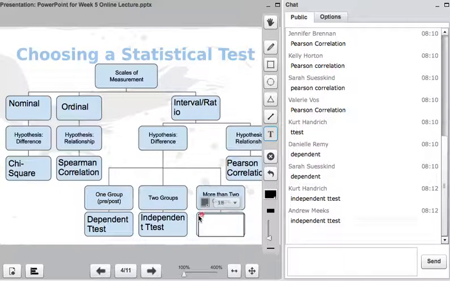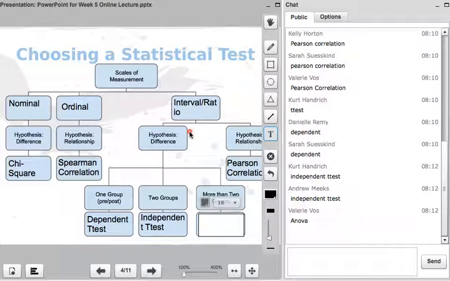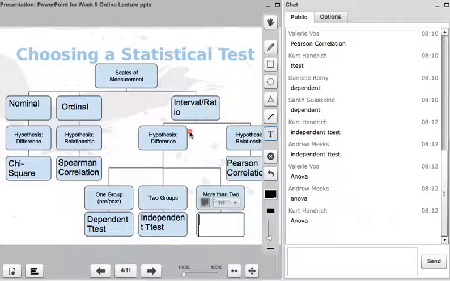Okay, so if we have more than two groups, we're still in interval ratio data, we're still looking at differences, but now we have more than two groups. What would we use for that one? Okay, Valerie's on the ball. Yep, perfect. So, looking just at what we talked about today, that would be the ANOVA. Now, this summarizes our course in all but one thing. What have we talked about in this course that did not make it onto this flow chart?